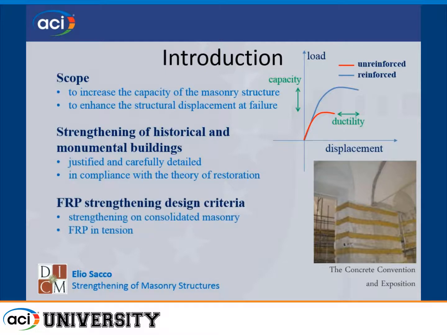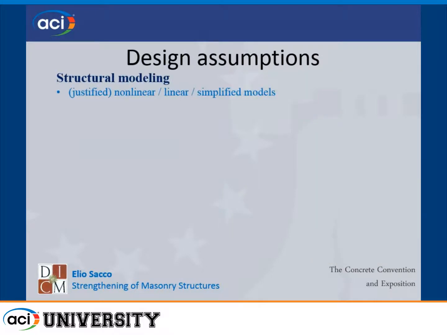About the criteria for the design of the strengthening, we can apply the reinforcement on consolidated masonry, and the idea is that the FRP must work in tension and not in compression. About the structural modeling, we can use different models from nonlinear to linear and simplified models, and the nonlinear ones, which are the most difficult to use, have to be properly justified, of course.